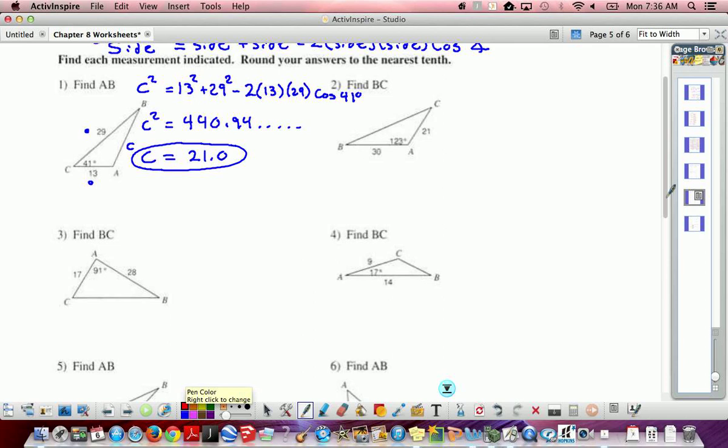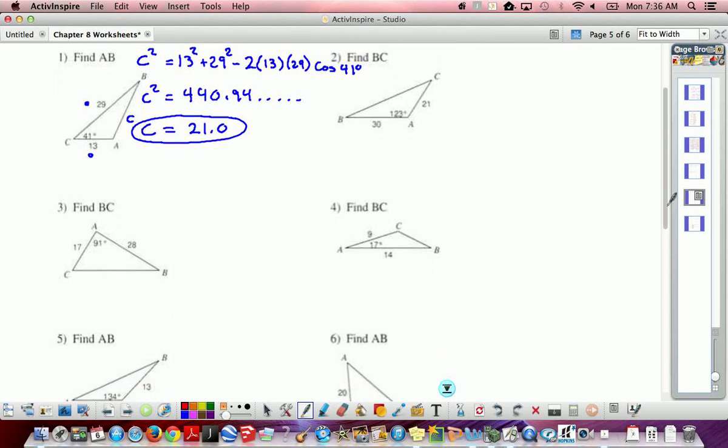Continuing right along, number 2, you're going to see me kind of speed this up a little bit. Here I have angle A, and I'm looking for the side across from it because I'm looking for side BC, so that's little a. So a squared is going to equal the sides that make up the angle, 21 squared plus 30 squared minus 2 times those sides, 21 times 30 times cosine of that angle, 123 degrees.